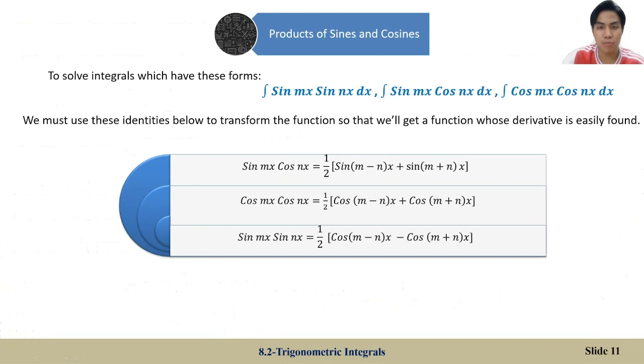Next, we have products of sines and cosines. To solve these integrals, we have these forms, which are the integral of sine mx sine nx dx, the integral of sine mx cosine nx dx, and lastly, the integral of cosine mx cosine nx dx. When we face this situation, we must use these identities below to transform the function, so that we get a function whose antiderivative is easily found. These are the three identities that will be used to integrate the function in this situation.